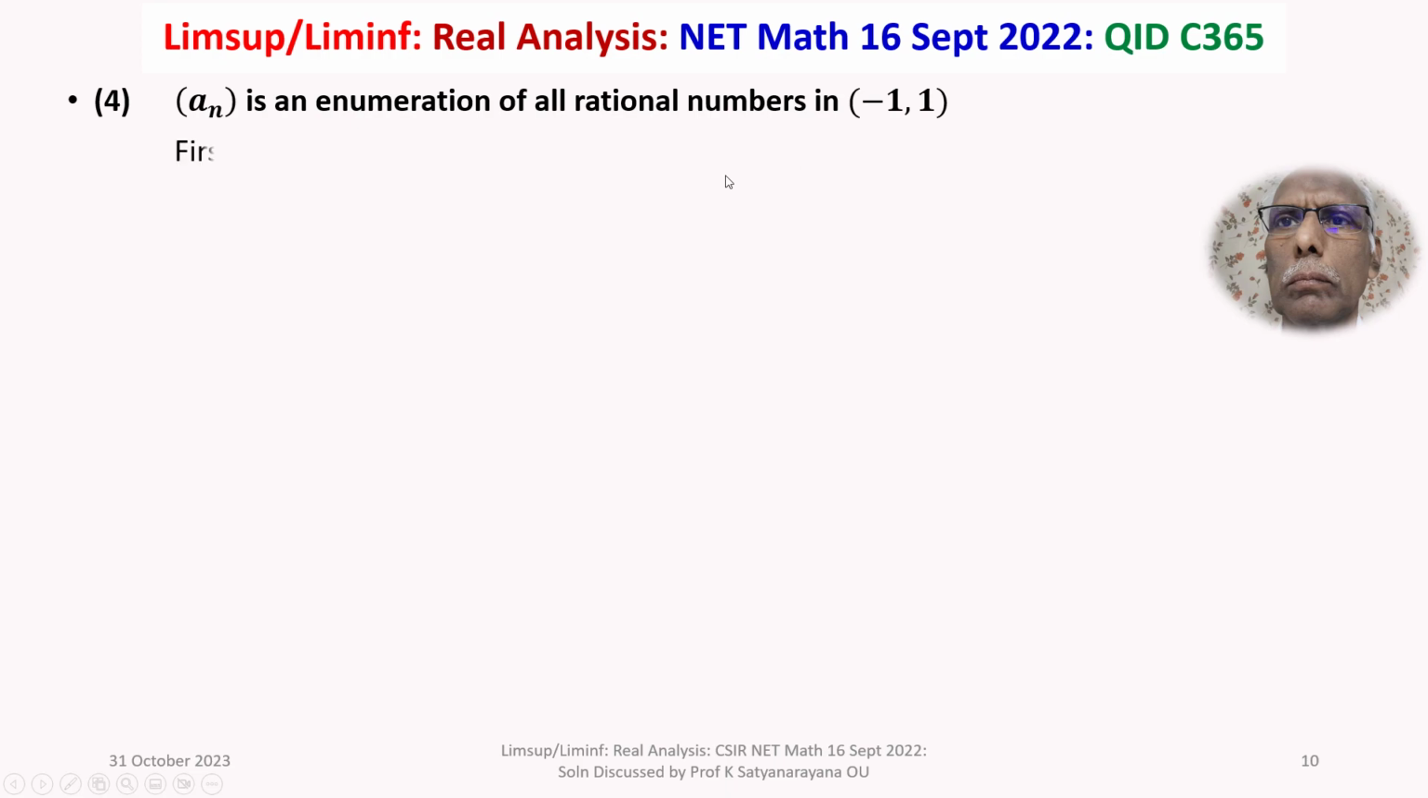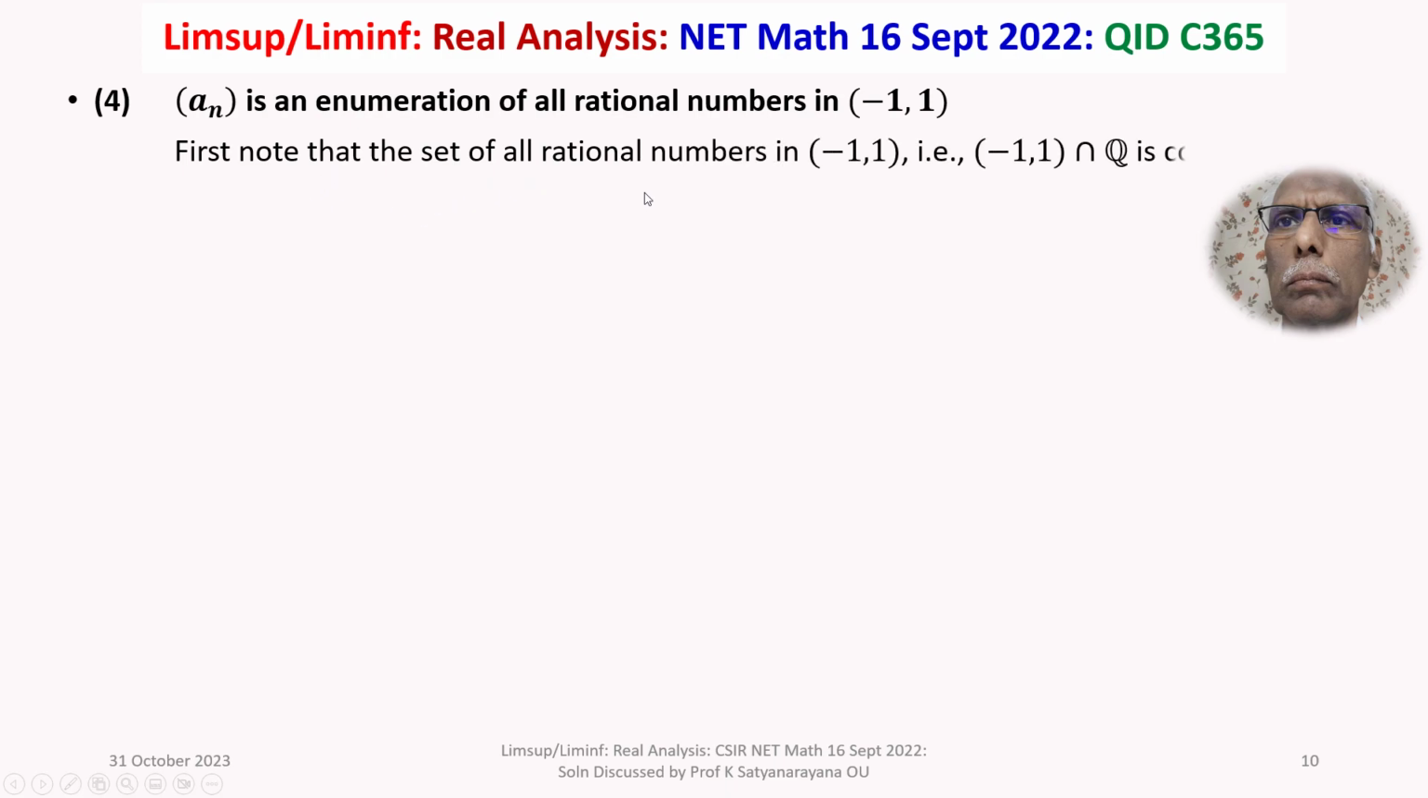Agreed. Now, first note that the set of all rational numbers that are present in the open interval -1 to +1 is given by the open interval -1 to +1 intersection Q. And it is a countable set. Why is it countable? We know Q, the set of rational numbers, is countable. Now, the open interval -1 to +1 intersection Q has infinitely many rational numbers, and this is a subset of Q.